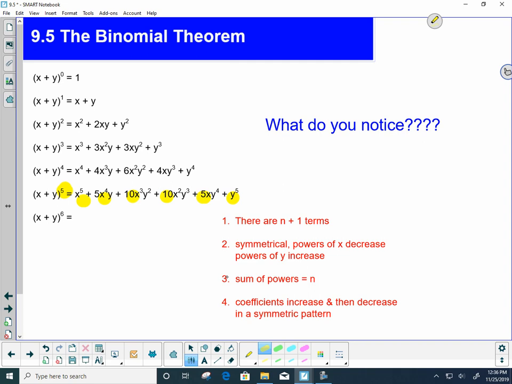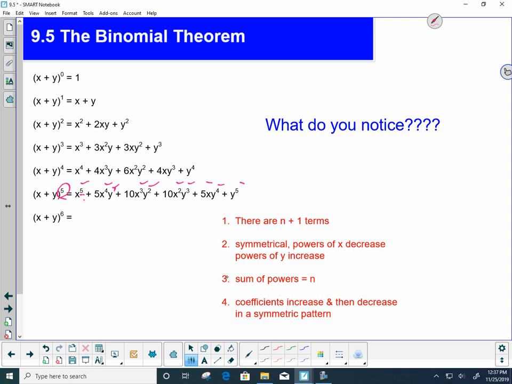I also know that they're symmetrical. So if I focus on this row here, when I have x plus y raised to the 5th power, I notice that my exponent on x goes 5, 4, 3, 2, 1, and then it's not there. While my x is going down, my y isn't here at first, and then it's the first, second, third, fourth, and fifth, so it starts to increase. At any point when I add the exponents, they add up to 5: 4 plus 1 is 5, 3 plus 2 is 5, 2 plus 3 is 5. They always add up to the power that I raise the binomial to.